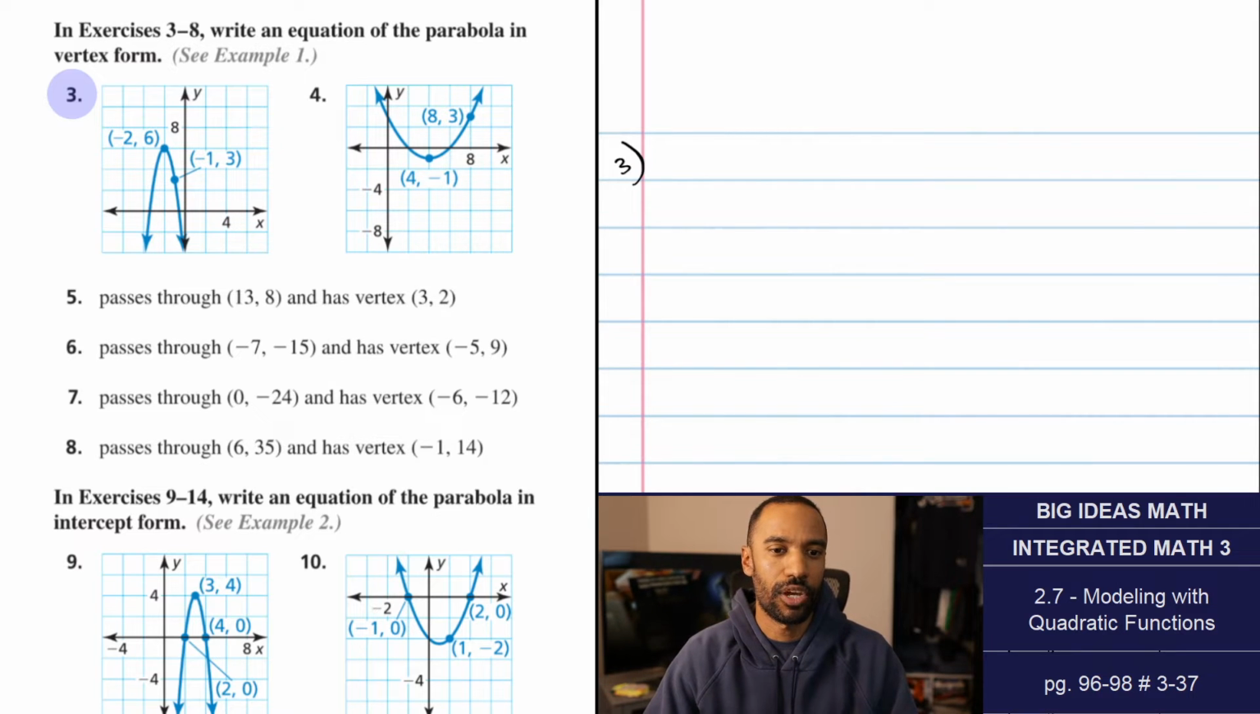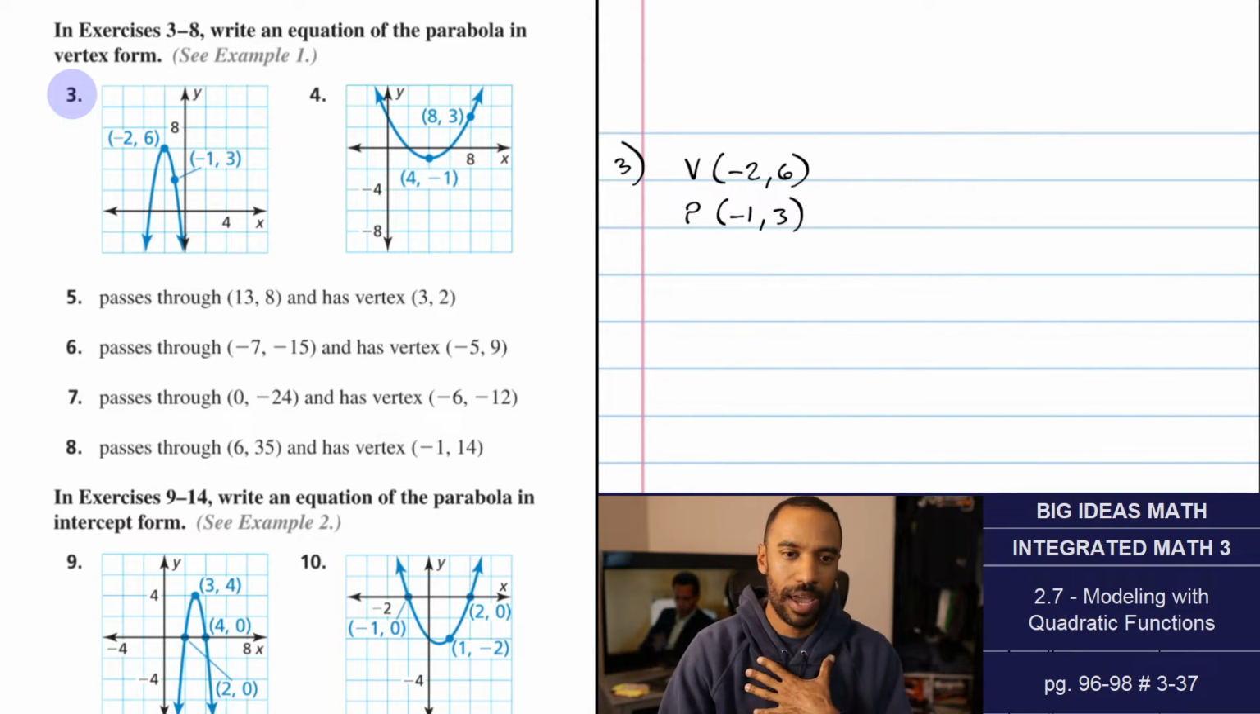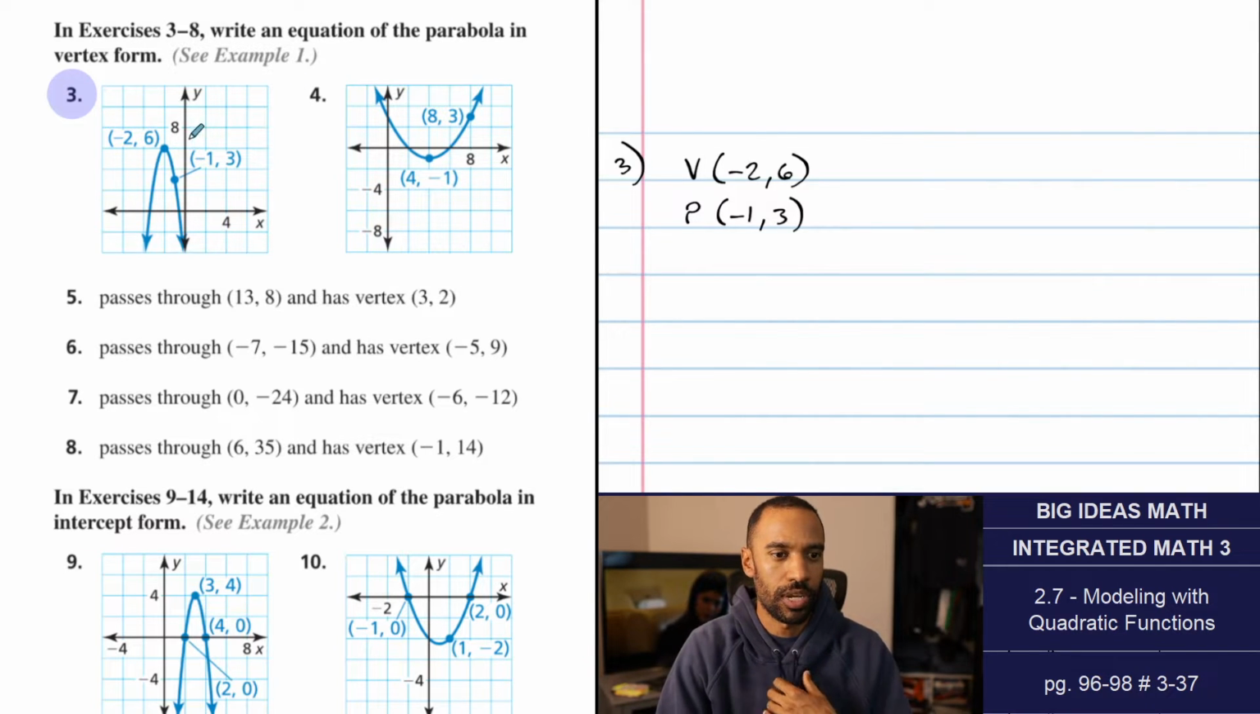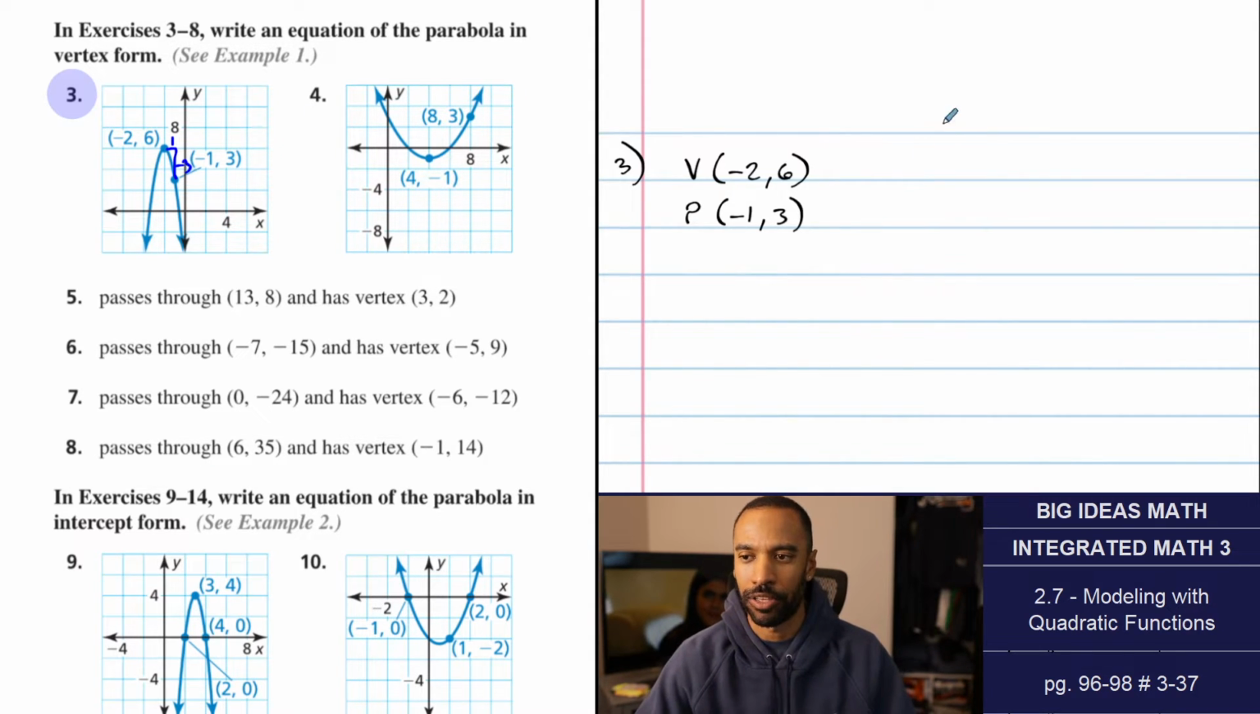Numbers 3 through 8, write an equation of the parabola in vertex form. So on number 3, we have a vertex of negative 2, 6, and then we have some point, some xy value that's negative 1, 3. Now, the way that I would generally do this is just this. We know our 1, 1, 2, 4 stuff. From negative 2 to negative 1 is going over 1, but instead of going up 1, we're going down 3. If we go up 1 and down 3, that seems like the A value is negative 3. We'll see if we get an A value of negative 3 based on what we do.